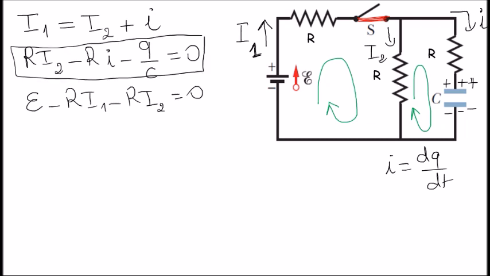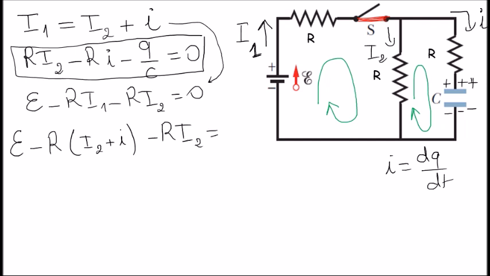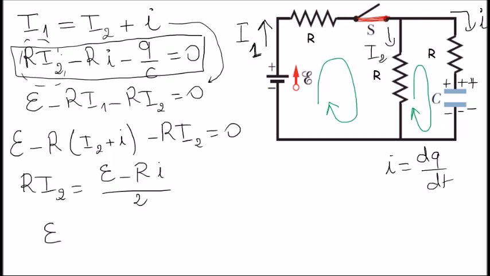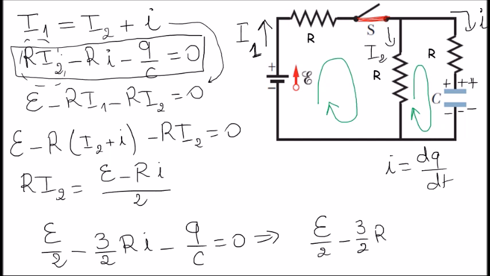Everything is ready, but I don't know I2, so let's use these two equations to find I2. So I replace this one in here. So you have E minus R, what is I1? That's I2 plus small i, minus Ri2 equals 0. Okay, so from this you can get Ri2 equal to (E minus Ri) over 2. And you take this and plug it here. Okay, you take the Ri2 and you place it here. So what will we get? E over 2 minus Ri over 2 minus Ri, you get 3 halves Ri, minus Q over C equals 0. In other words, E over 2 minus 3 halves R dq over dt minus Q over C equals 0. That's my differential equation.